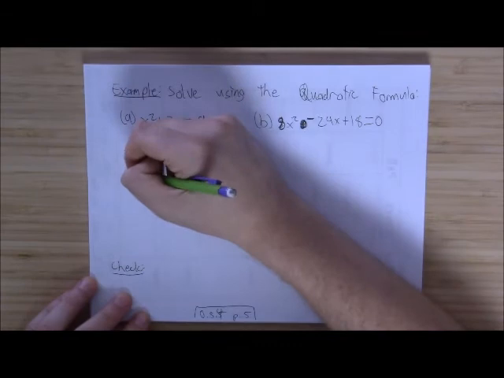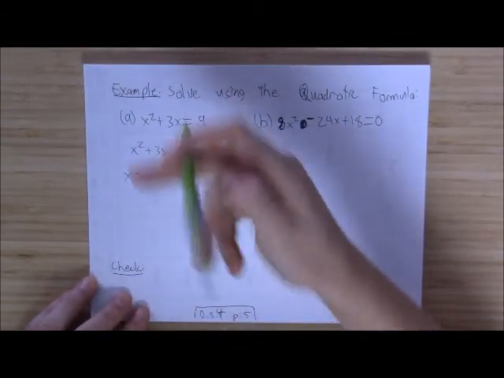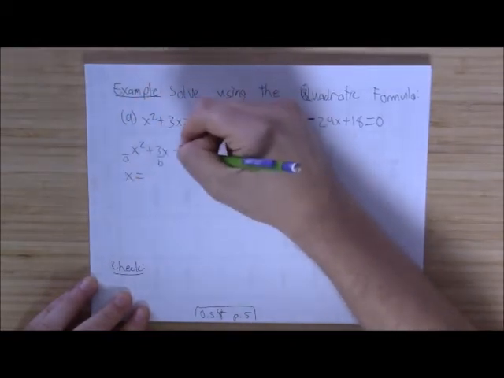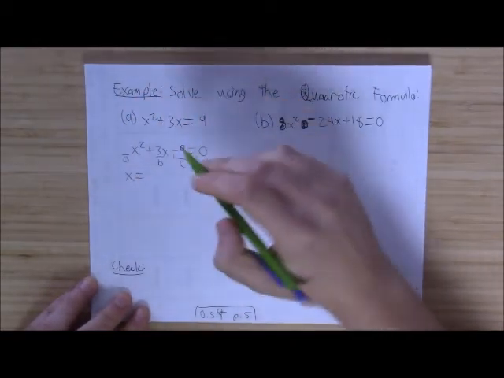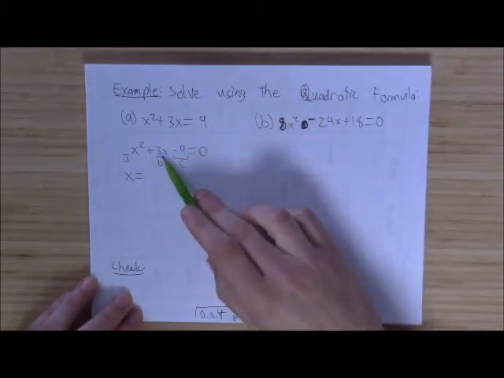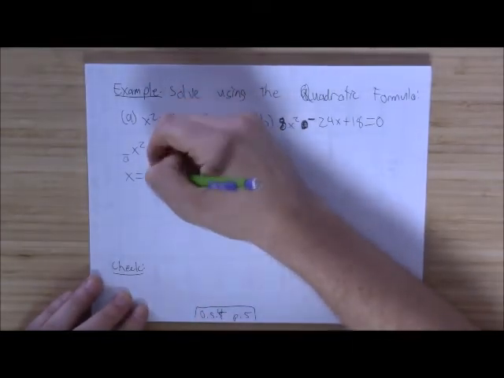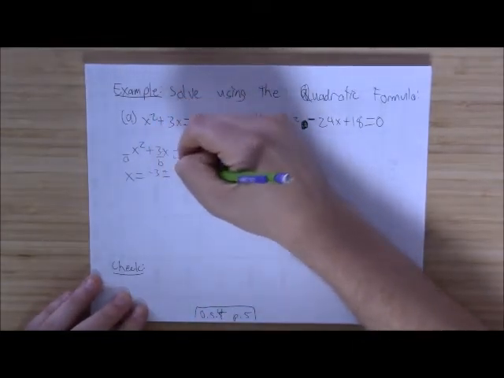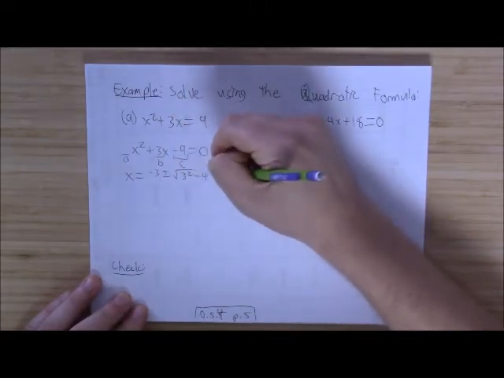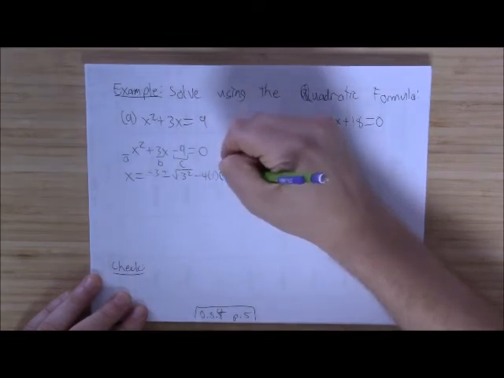Thus, we know that the solutions are x equals negative b. So this is a, this would be b, and this would be c. Again, because in the quadratic formula it's ax squared plus bx plus c. So we have x equals negative 3 plus or minus the square root of 3 squared minus 4 times 1 times negative 9.